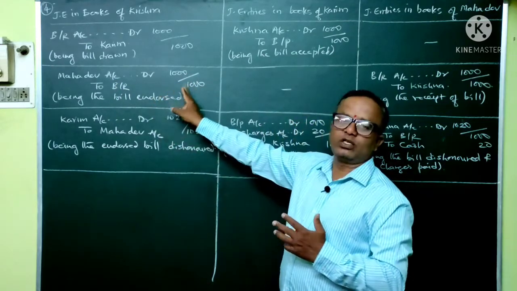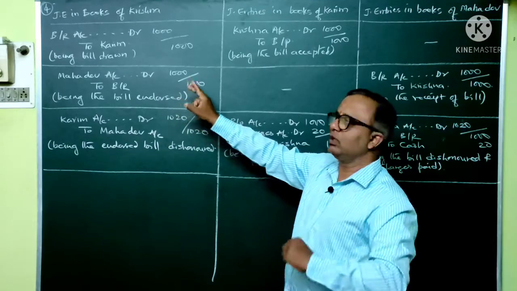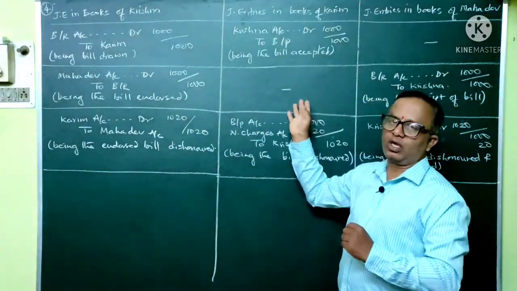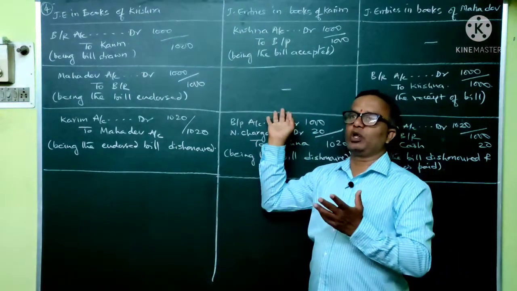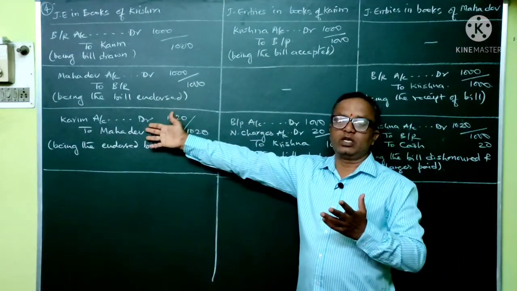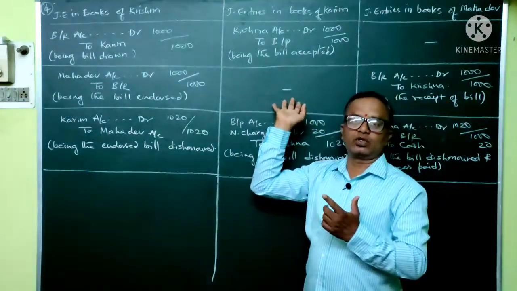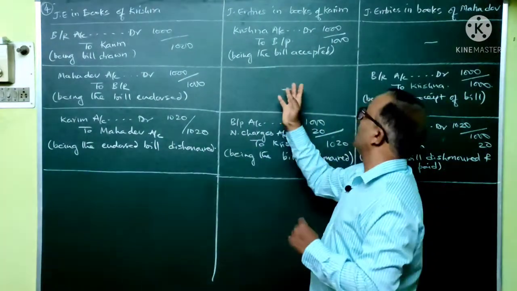Now when the bill is endorsed, imagine in the books of the drawee, will there be any entry? Because Karim is the drawee. Think from Karim's point of view. This fellow has endorsed it and the other has received it. So he is in no way concerned with that transaction. So there will be no entry in the books of Karim.